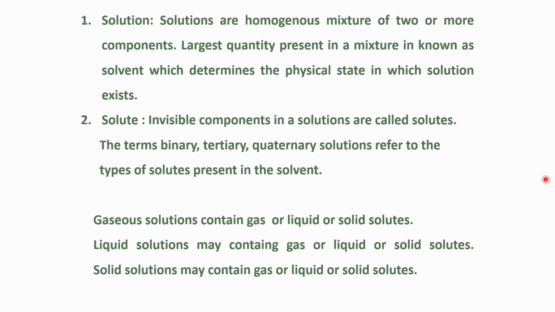We define solute. So, what is a solute? A solute is an invisible component in a solution that is dissolved, not visible to us. They are called solutes. We can call them binary, tertiary, quaternary solutions, and they all refer to the different types of solutes present in the given solvent. So, one solvent can contain a number of solutes, giving rise to binary, tertiary, quaternary and several other mixtures also.